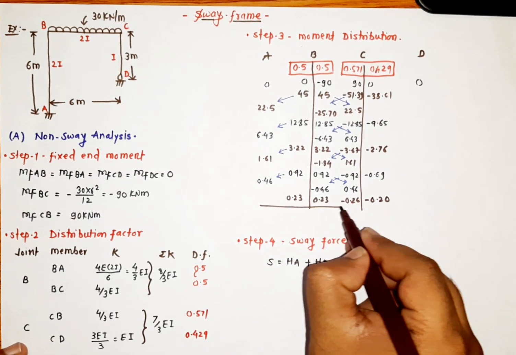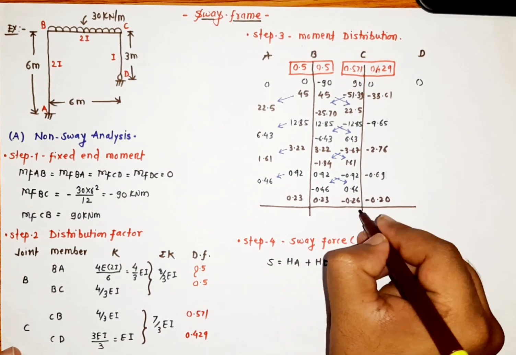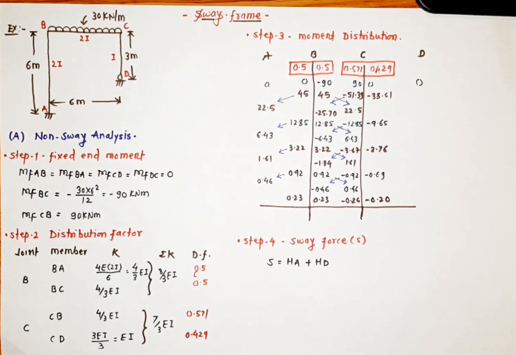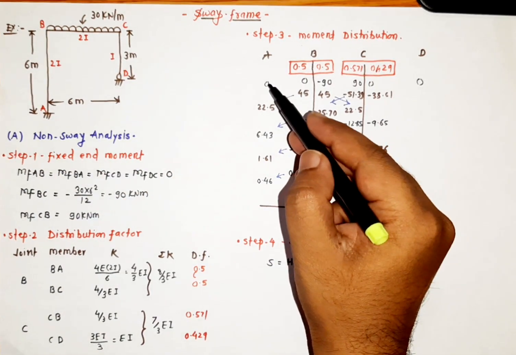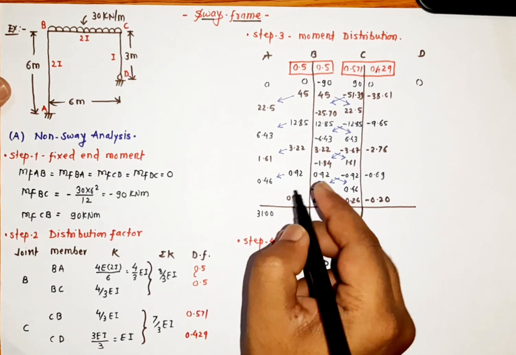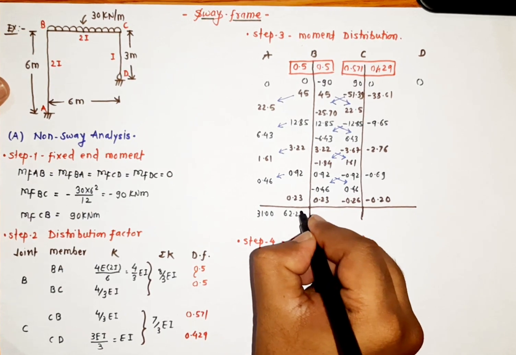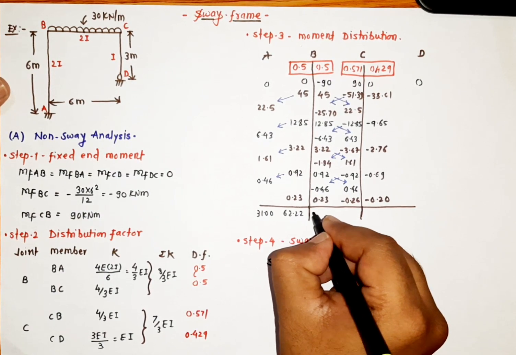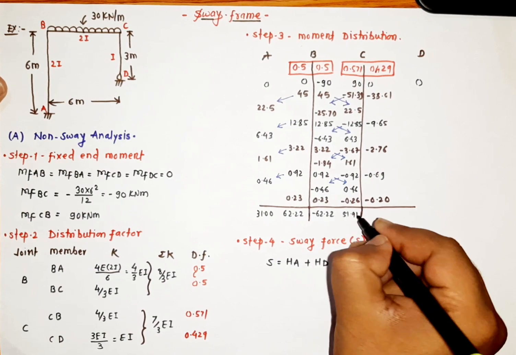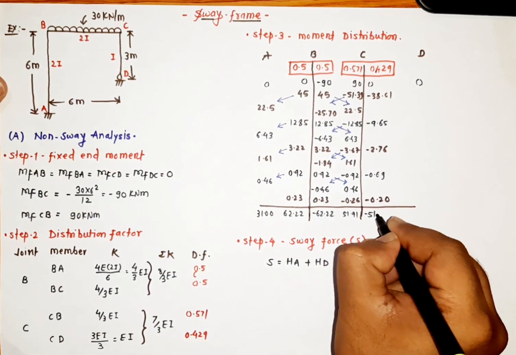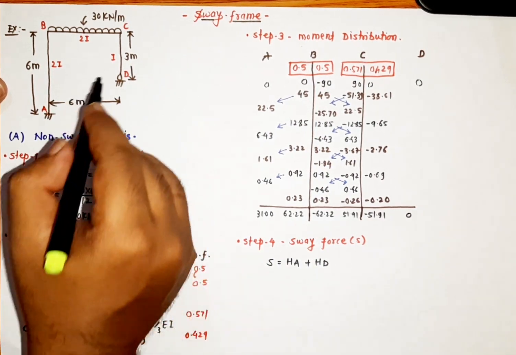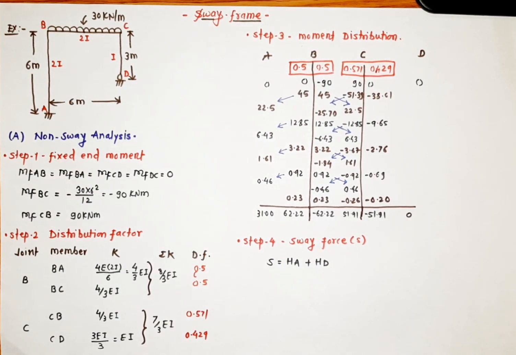Now we have to add all these values so that we will get the final moments after non-sway analysis. Now we will add from this 0 to this, we will get an answer as 31.00, this is 62.22, this is again minus 62.22, this will be 51.91, and this is minus 51.91, and this is 0 itself. Why is it 0? Because it is a simply supported end.